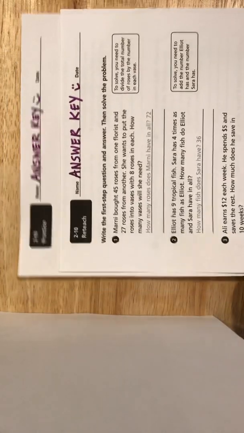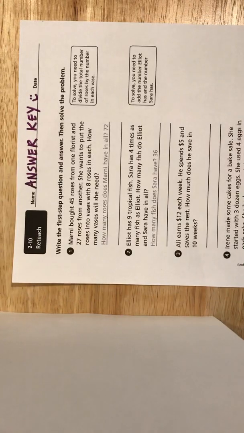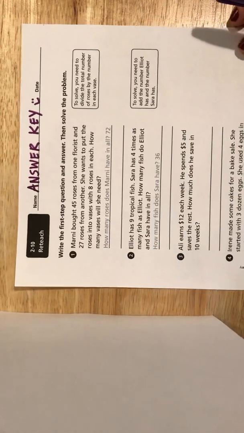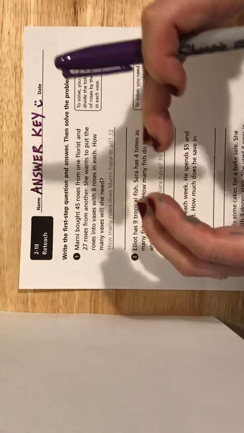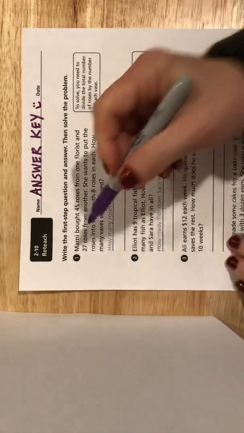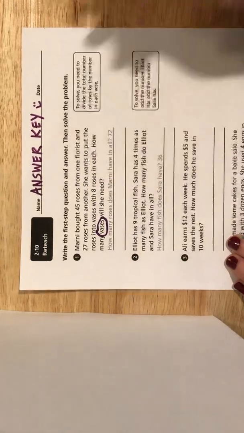Okay, so I'm going to take out my practice worksheet and put that to the side. Let's read number one together. Marnie bought 45 roses from one florist and 27 roses from another. She wants to put the roses into vases with 8 roses in each. How many vases will she need? So in your head, I want you to picture Marnie with this big group of vases, and she wants to divide them into equal groups, 8 roses in each vase. How many vases will she need?